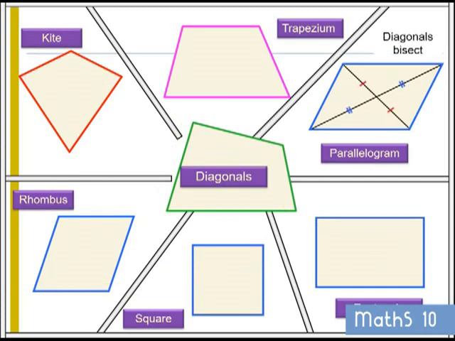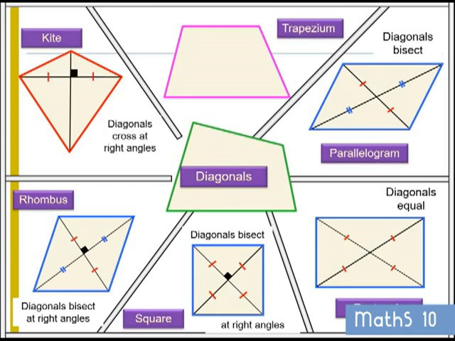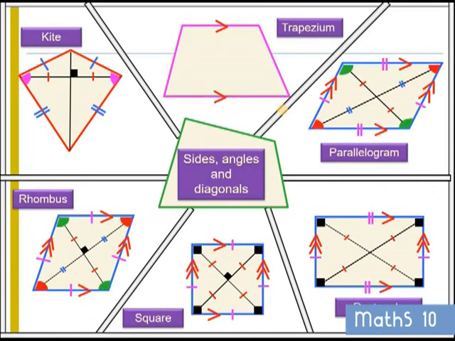Diagonals. In a parallelogram, diagonals bisect. In a rectangle, the diagonals are equal. In a square, the diagonals bisect at right angles. In a rhombus, the diagonals bisect at right angles. In a kite, the diagonals cross at right angles. And in general for a trapezium, there are no properties for the diagonals. Here are the properties of sides, angles and diagonals all together on one diagram. You can pause the video if you want to have a look in more detail.